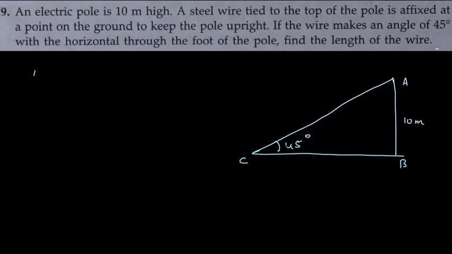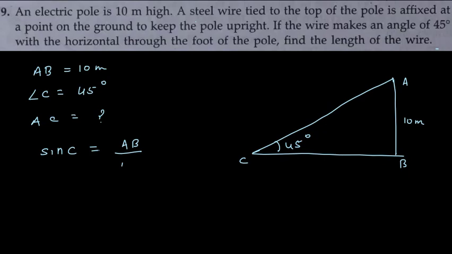So here AB is given 10 meter. Angle C is given 45 degree. We have to find the value of AC. AC is question mark. Now, how do we relate this angle C, this height AB, and this AC? The answer is simple. With the help of sine C, I can say that sine C is equal to AB upon AC.